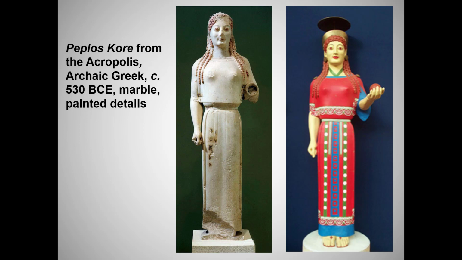We know from traces of paint that the Korai and virtually all Greek statues were vividly painted. We're so accustomed to the lovely stark white of Greek marble statues that I think we would find the originals jarring and gaudy.